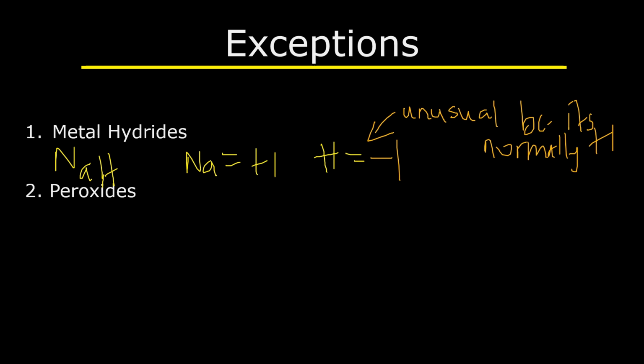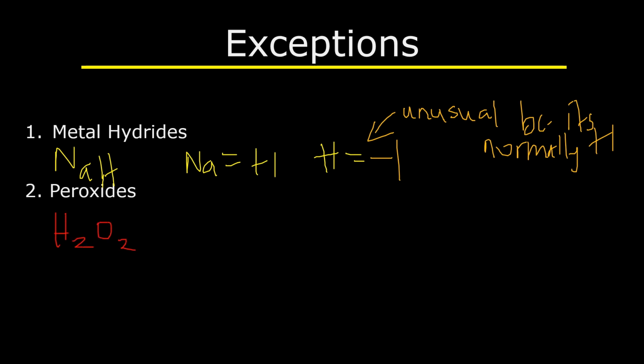And then another instance that is unusual is peroxides, because normally oxygen has a charge of -2. But in peroxides, we're going to notice something different. The common example I like to use is hydrogen peroxide.